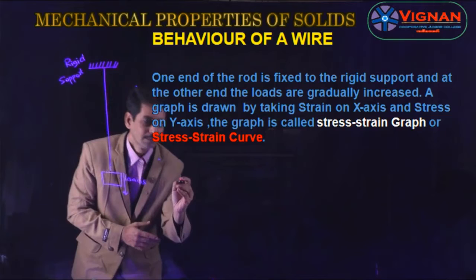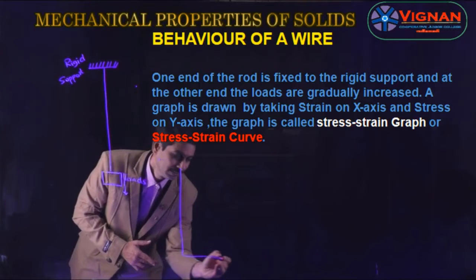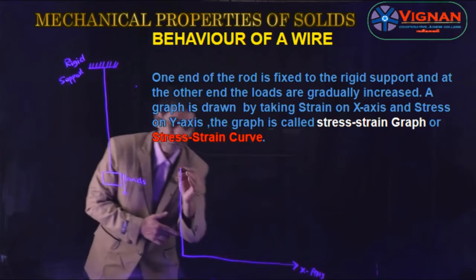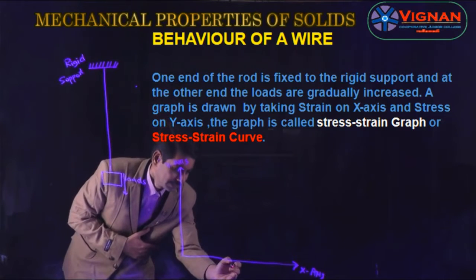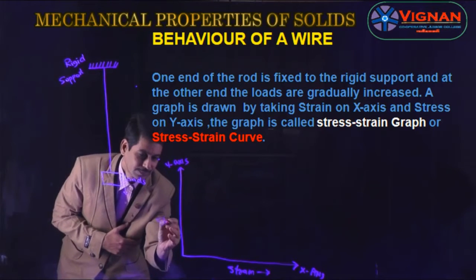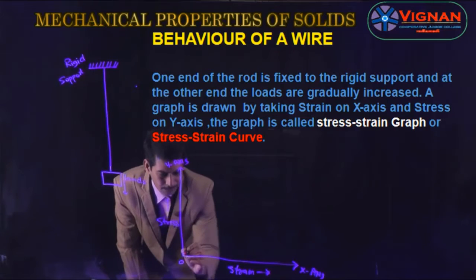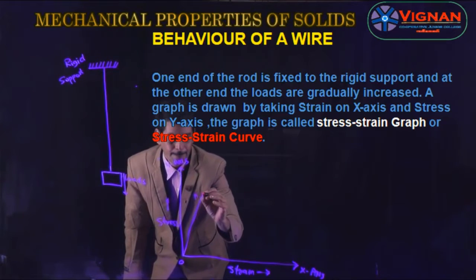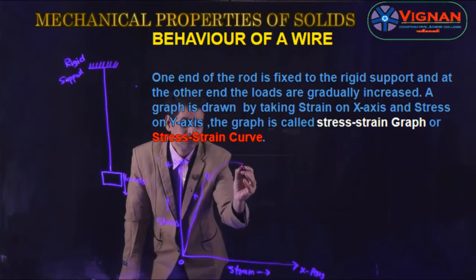So we are drawing a graph. This is the x-axis and this is the y-axis. We are taking strain on the x-axis and stress on the y-axis. The graph is, let us consider this point as the origin. This is the point A, this is the point B, and this is C.